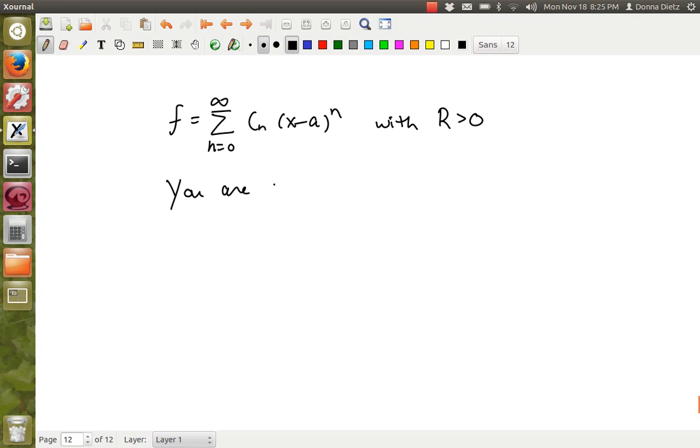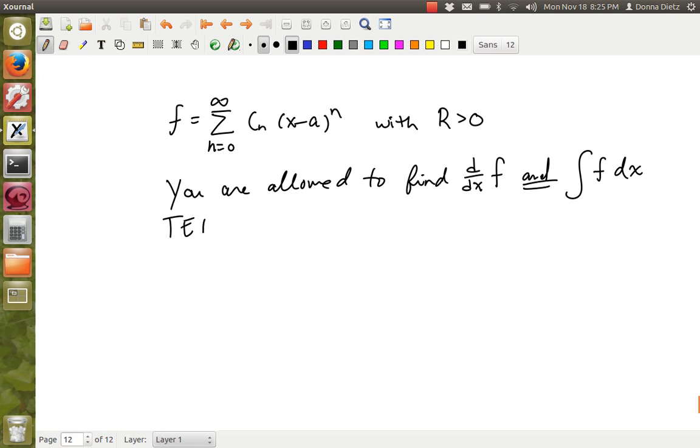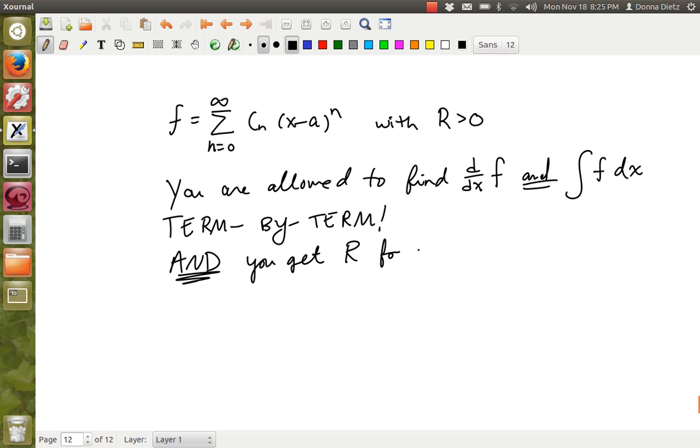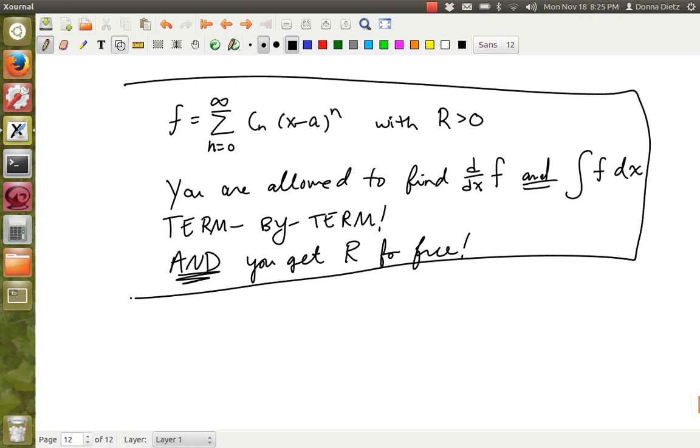you are allowed, in other words, this works, to find the derivative and the integral term by term. Okay. And bonus, you get R for free. I mean, you don't have to calculate it. It just comes along for the ride. It is so cool. Okay.